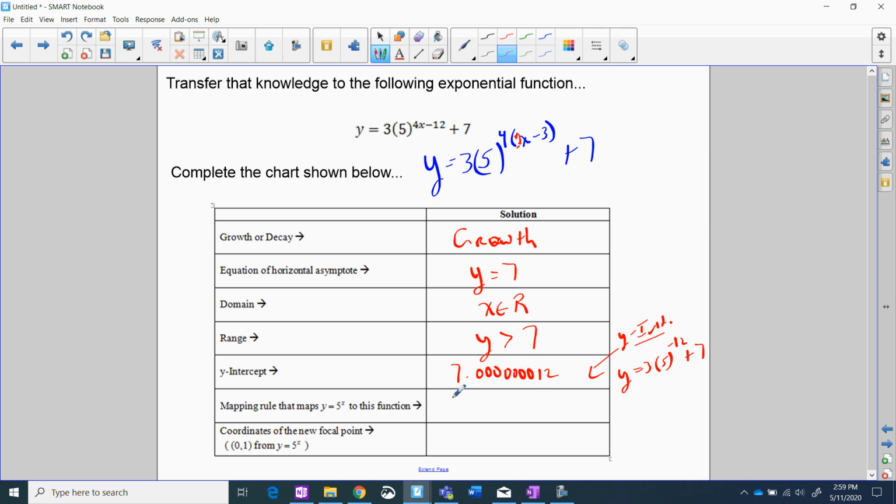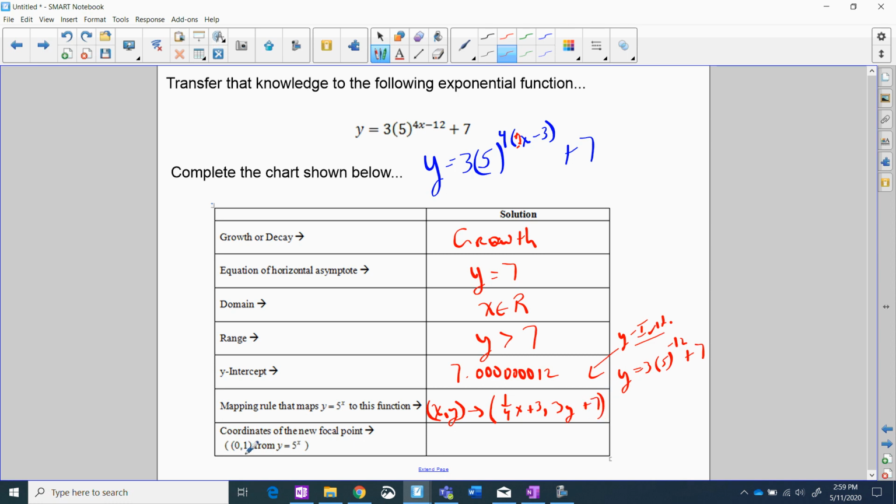A mapping rule. So the mapping rule that would map this function would be xy mapped to, so that number, take the reciprocal of it. So it's going to be a quarter of all the x values. They're going to go right 3. I'll move them right 3. We're going to triple all the y values, stretch it vertically by a factor of 3, and we're going to move the y values up 7.